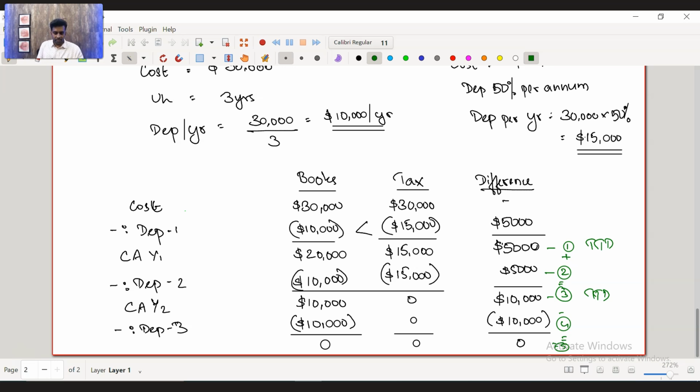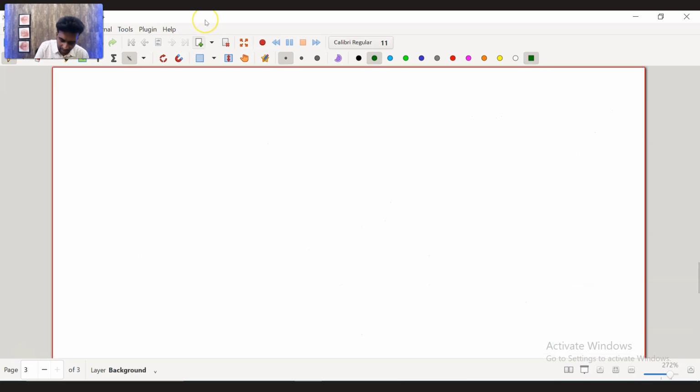So how does this impact your financial statement? Let's look at this in your financial statement. Let's say in your statement of profit or loss, you have year 1, year 2, and year 3. Before that, let me just calculate the deferred tax impact. Let me calculate the deferred tax liability for year 1, year 2, year 3.